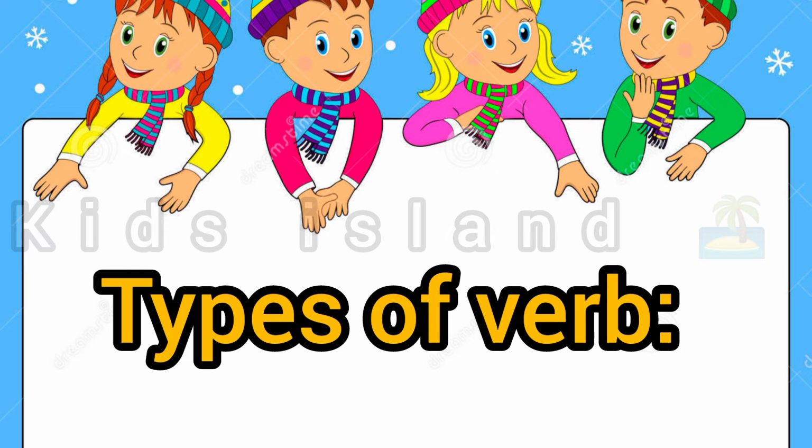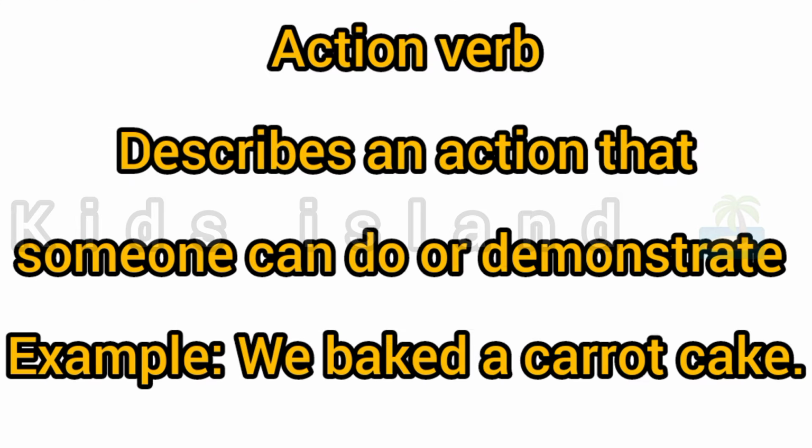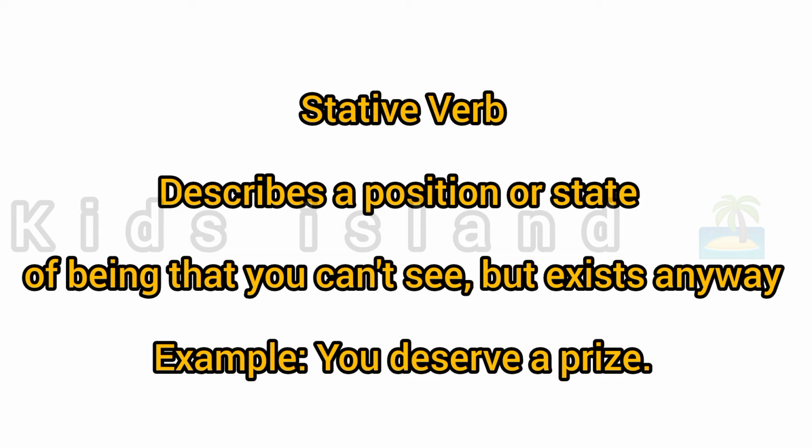Types of verb. Action verb: describes an action that someone can do or demonstrate. For example, we baked a carrot cake. Stative verb: describes a position or state of being that you can't see but exists anyway. For example, you deserve a prize.